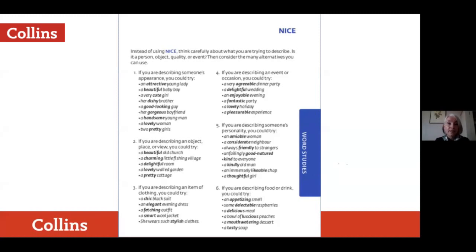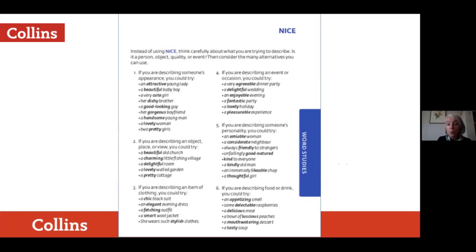If we want to look at nice, describing food, we're given words like appetizing. So we see that appetizing is used with smell. We've got delectable with raspberries. We've got delicious with meal, luscious, peaches, mouth-watering, tasty. So students see that while nice can be used for people and food, these synonyms of nice that are used for people and food are very different. They have different connotations. They're used in different contexts. So we need to help students build up vocabulary skills at this kind of level.